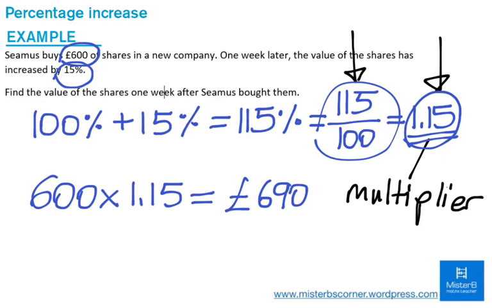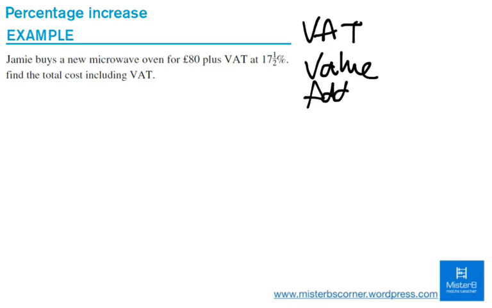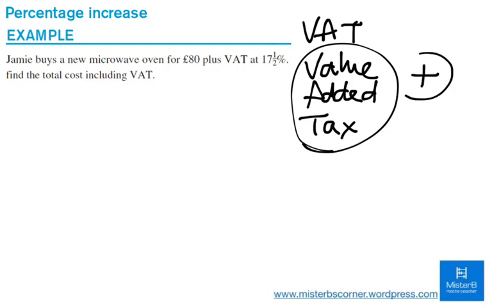Let's see another example. Jamie buys a new microwave oven for £80 plus VAT at 17.5%. Now find the total cost including VAT. First of all, VAT is value added tax, right? This is a tax which should be added. Now it says plus, so we can understand that this is a percentage increase question as well. But when you see VAT, this means it's a percentage increase question.